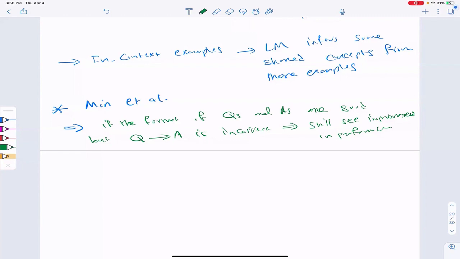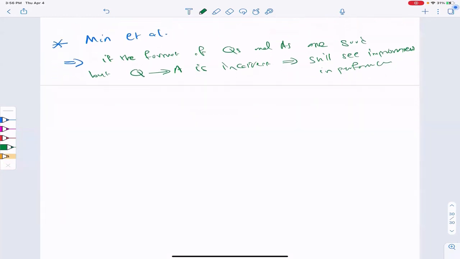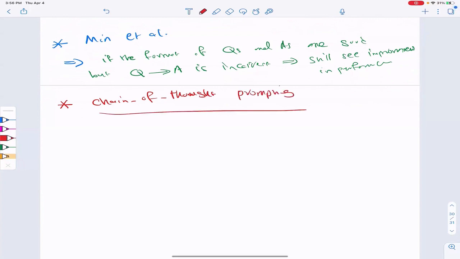Excellent. So let me move on to the next topic. You see how quick it was, in context learning, like 2 minutes, 3 minutes. Chain of thoughts, it will take maybe 3 minutes, maybe more. All right. Okay, so the next one is chain of thought prompting, or for short, it is called COT.